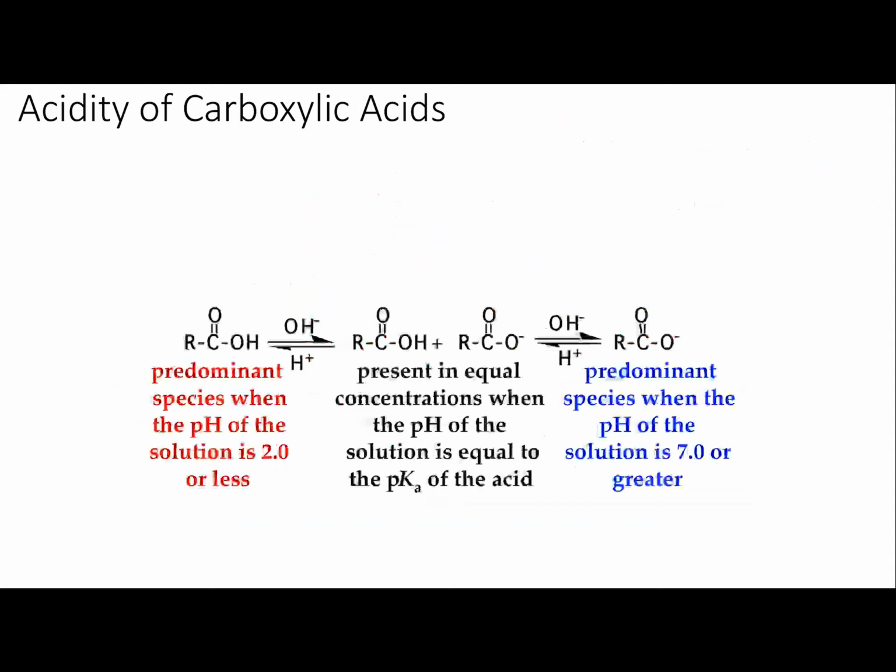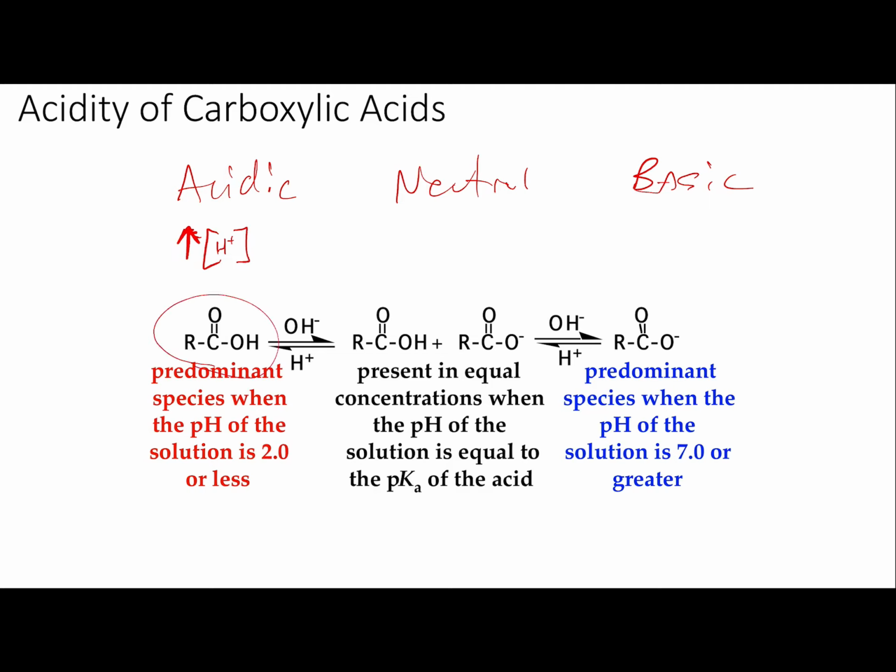The acidity of carboxylic acids. When a carboxylic acid is dissolved in an aqueous solution, the form of the carboxylic acid that's present depends on the pH of the solution in which it's dissolved. So if you have an acidic solution, an acidic solution has a low pH or a high concentration of hydrogen ions, then we would expect that the predominant form of our carboxylic acid is going to have a hydrogen on it. It's going to be protonated. And when it's protonated, it doesn't have a charge.